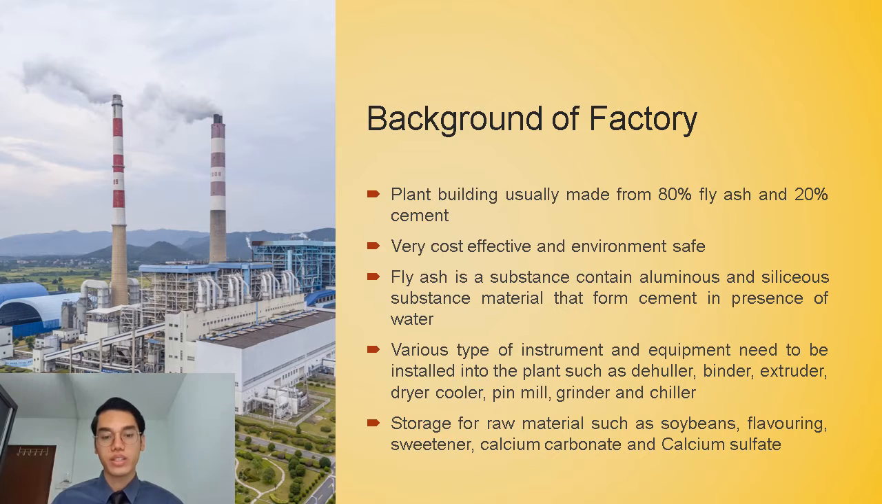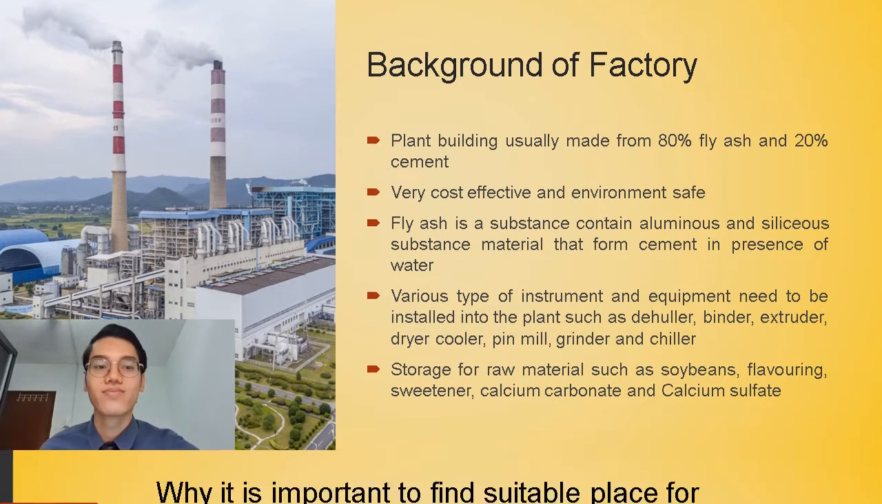This is the background of factory and product. For the factory, usually the plant building is made from 80% fly ash, which is a substance that contains aluminous and silicate substance that can form cement in the presence of water. And it is very cost effective and environmentally safe.